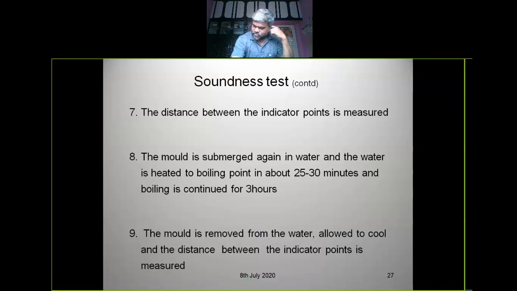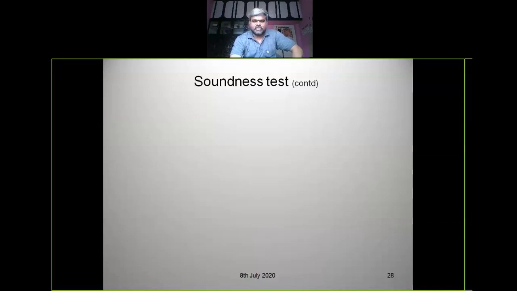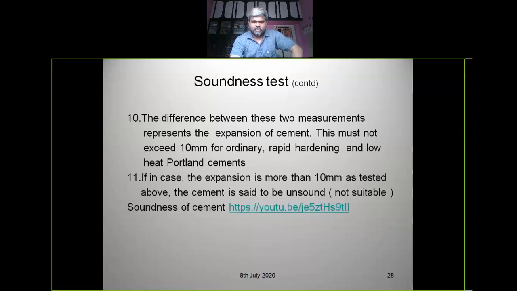So if a mold is filled with cement and both the upper and bottom sides are covered, and the mold and apparatus are kept in water and the water is heated up to the boiling point, right? Then we measure the expansion that occurs in the cement. The difference between these two measurements gives the expansion of cement.